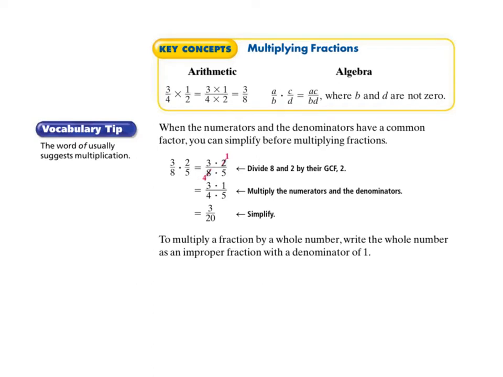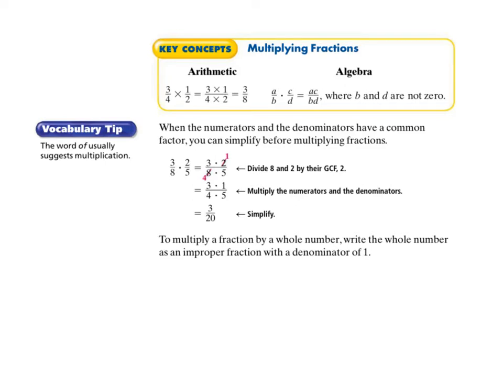Some key concepts to remember when multiplying fractions. When discussing arithmetic, meaning doing math that does not have any variables, you're multiplying straight across. So if you have 3/4 times 1/2, it's the same as 3 times 1 over 4 times 2, which gives you 3/8. For algebra, it works just the same, but there may be variables involved.